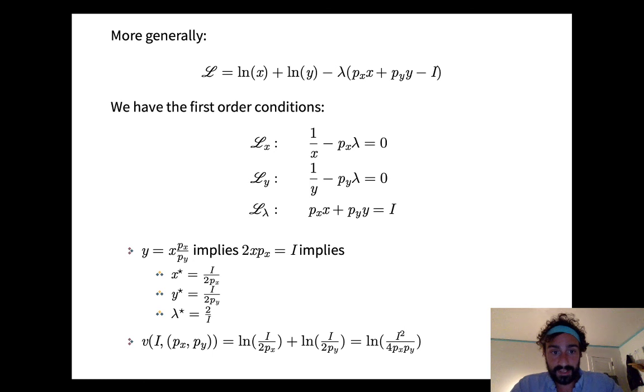So that means that x star is equal to I divided by, right? So then we just can divide both sides of that last equation by 2px, and we get that x star is equal to I over 2px. Plug that back into our definition of y, and we get that y star is I over 2py. And that means that our indirect utility is the log of I over 2px plus log of I over 2py, which is equal to the log of I squared over 4pxpy.